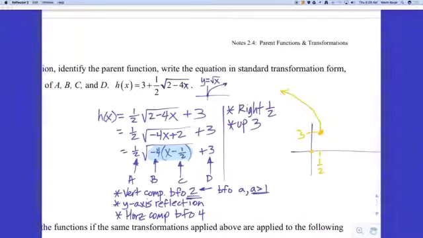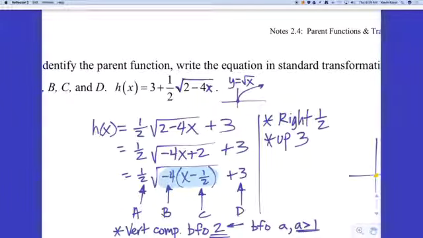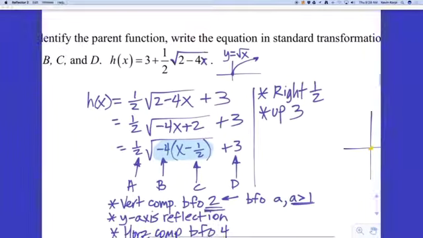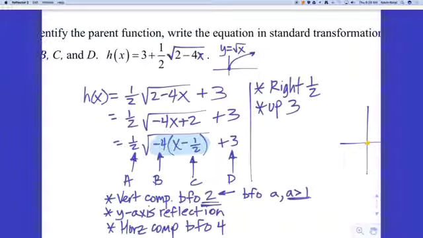Now here's how I want you to think about sketching it. You can do it with notability like that and kind of erase the previous graph. But here's what I want you to be able to do. I want you to think about your parent function and say, okay, it's going to be half as tall, and then we're going to bring it in 4 times as wide.